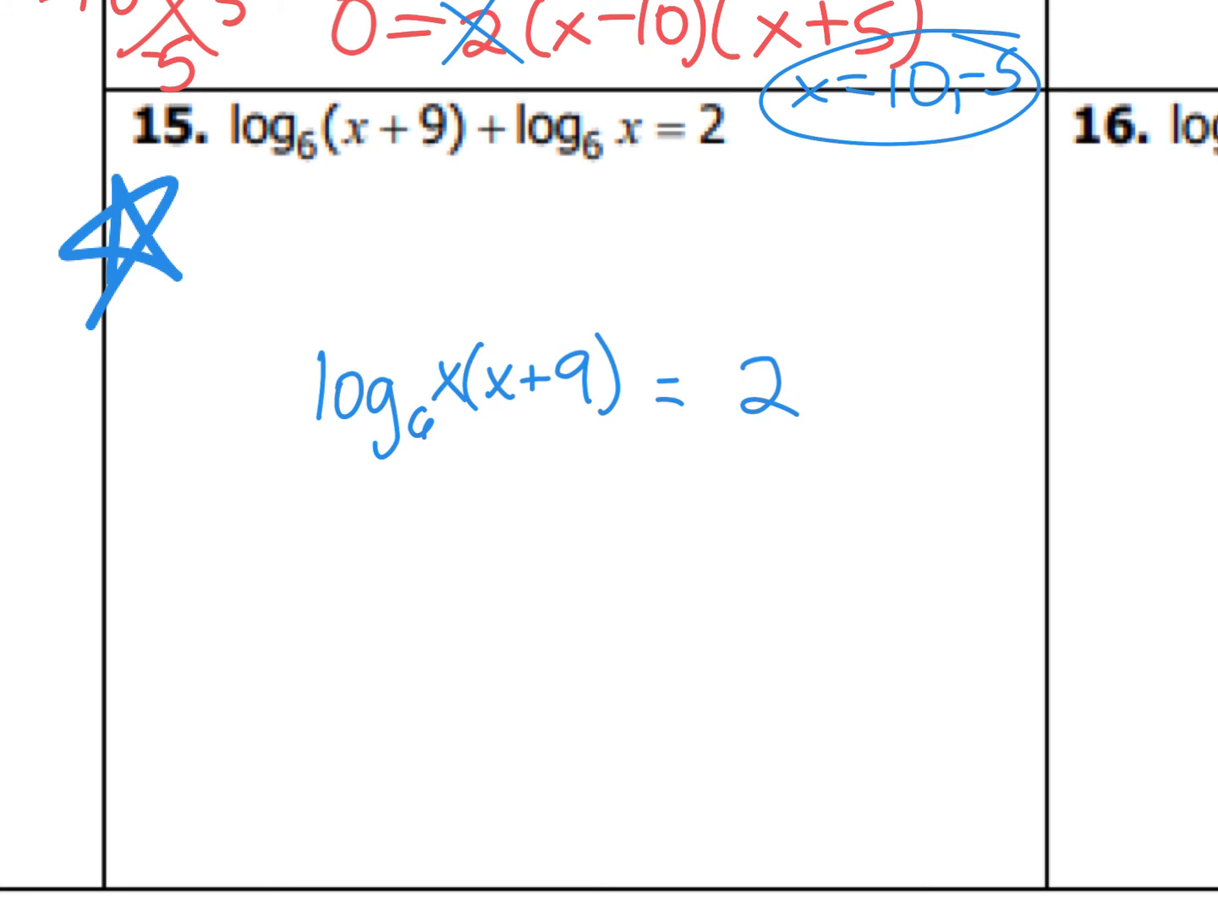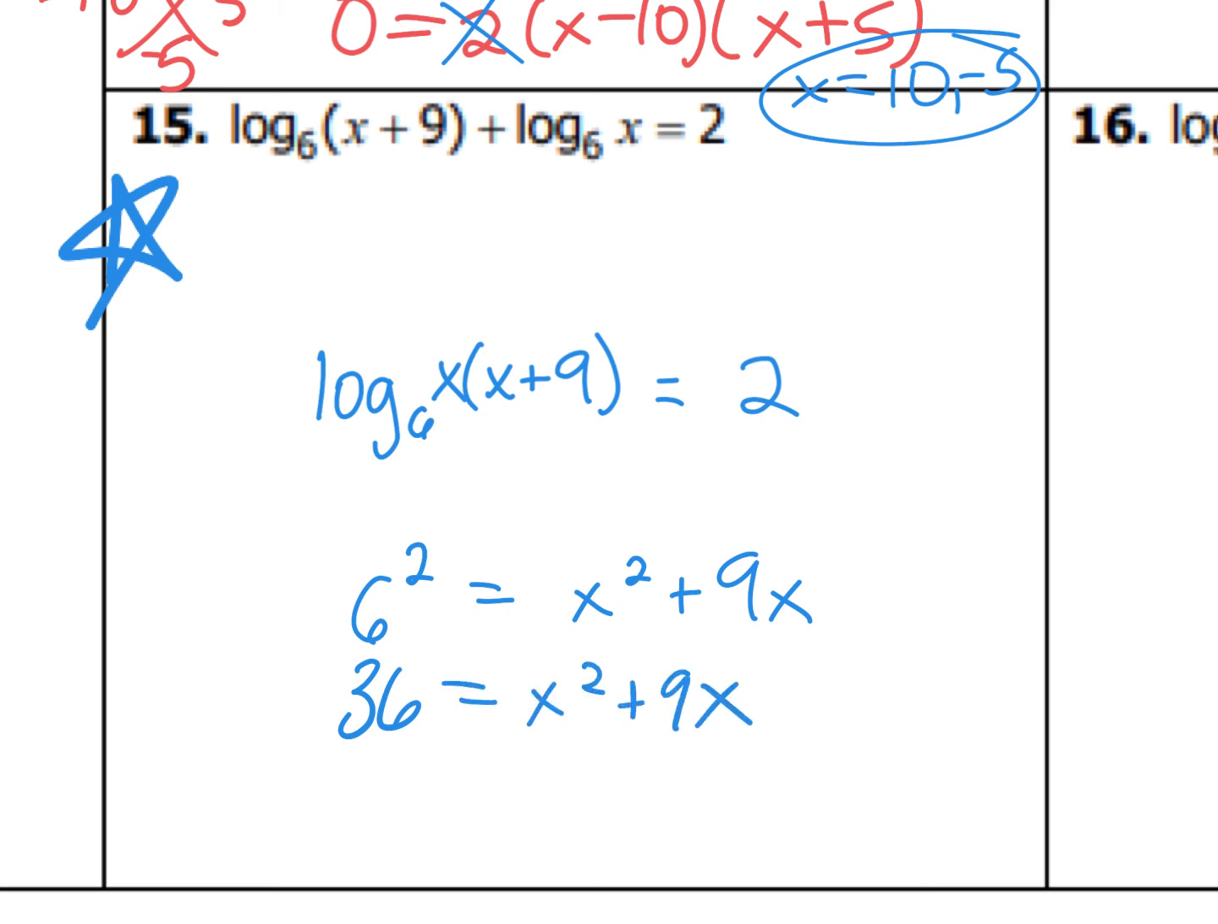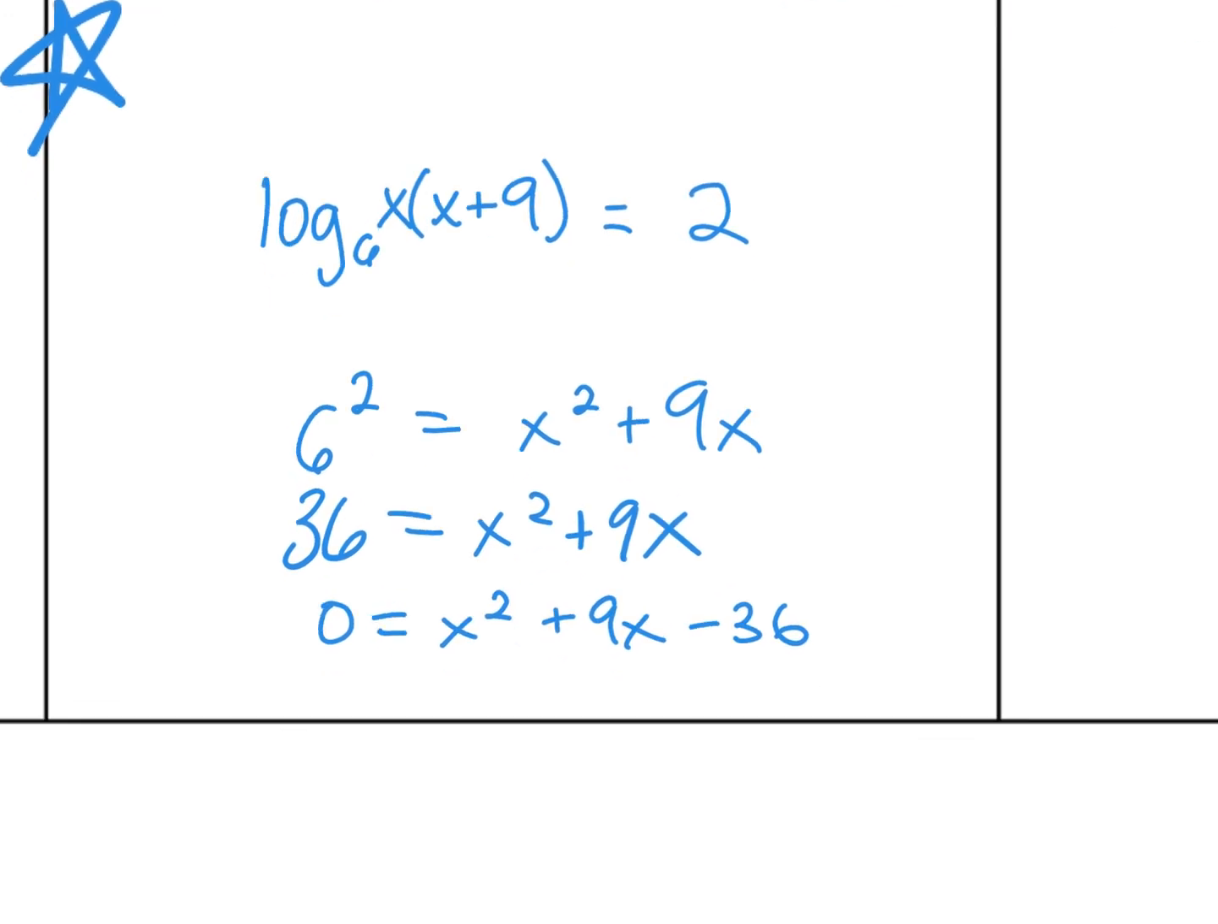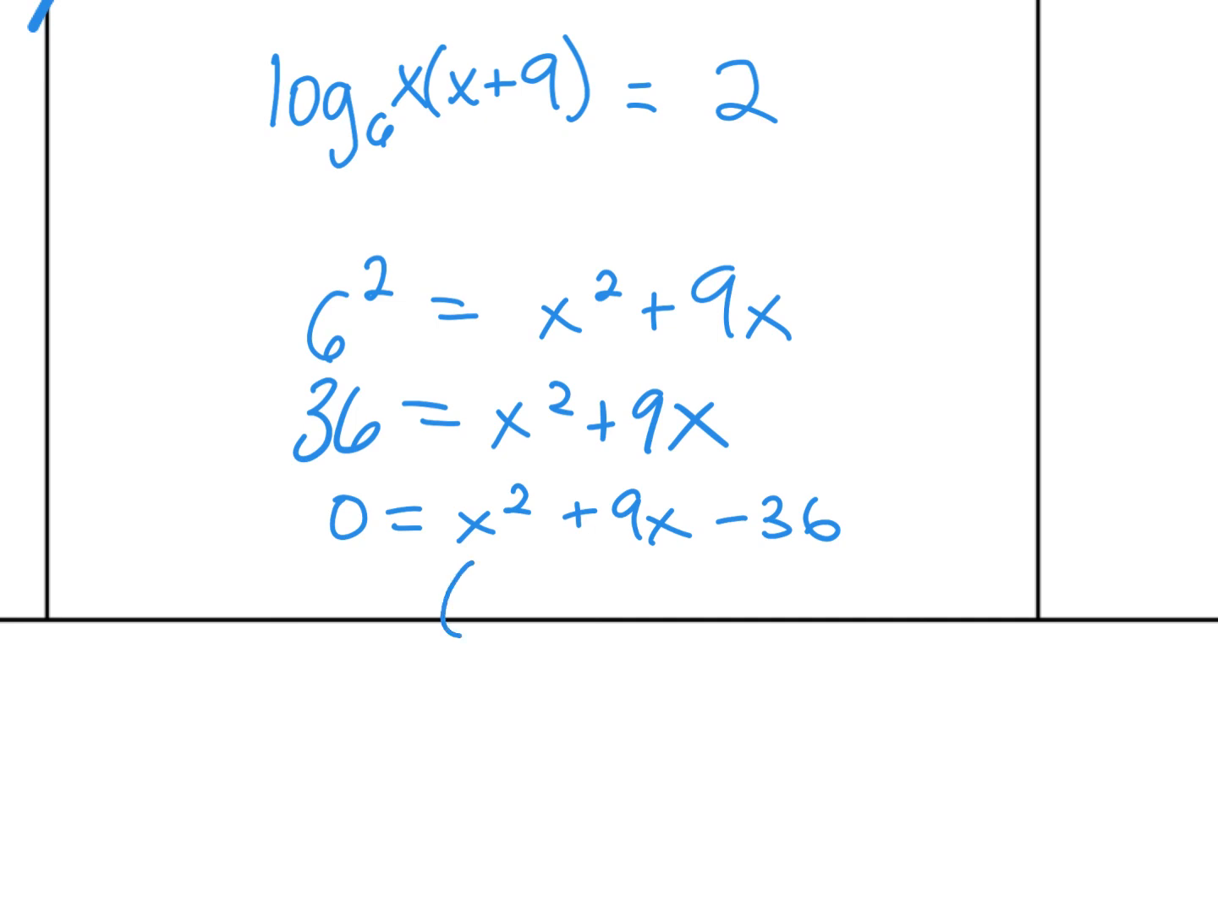So now I do what? 6 equals x squared plus 9x, I like it. What is 6 squared? 36 equals x squared plus 9x, now what? Subtract 36, so 0 equals x squared plus 9x minus 36. Will that factor? What are the two factors?